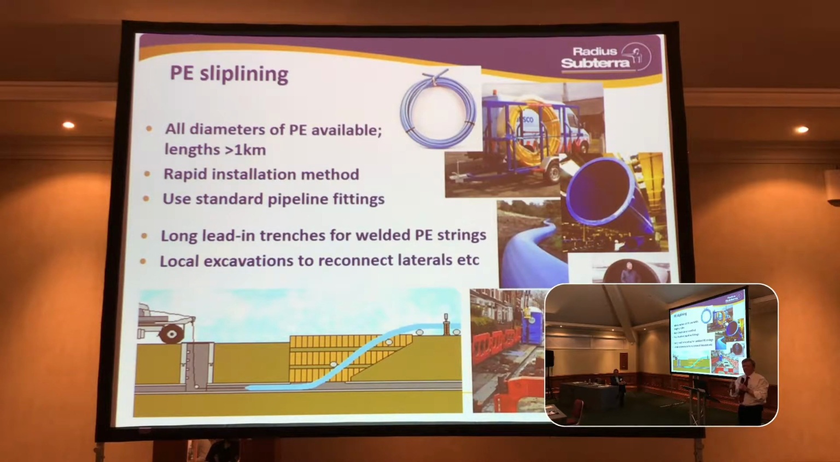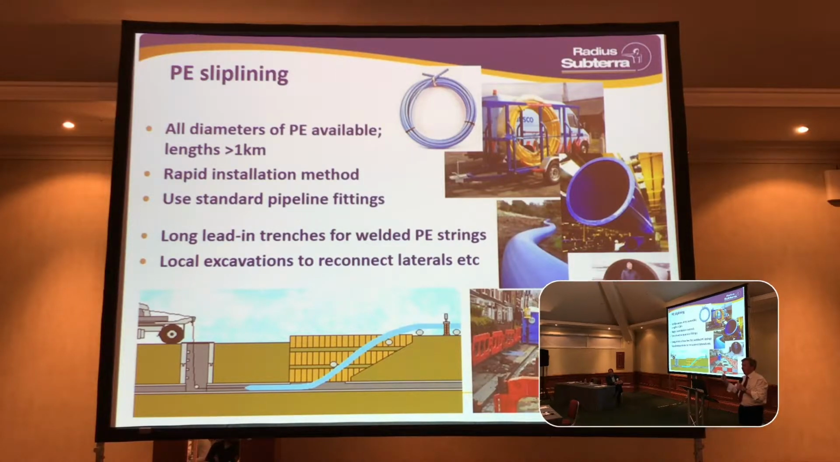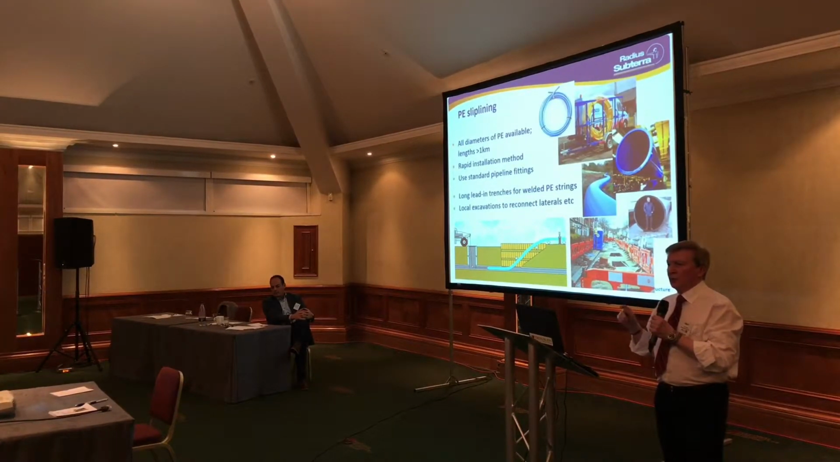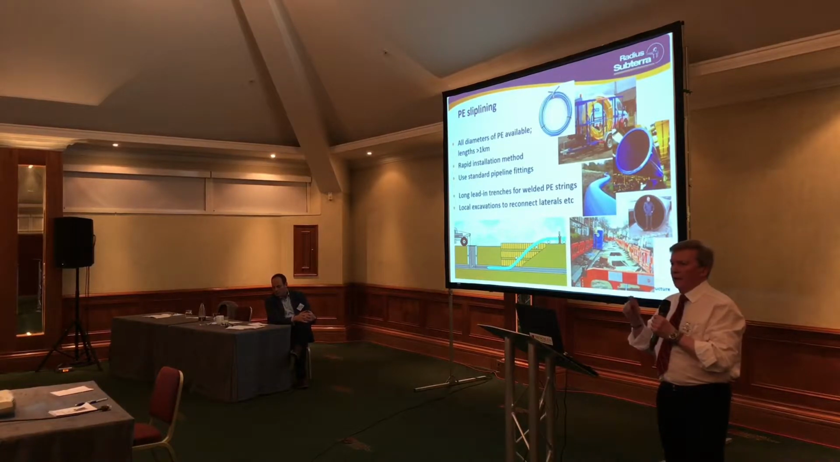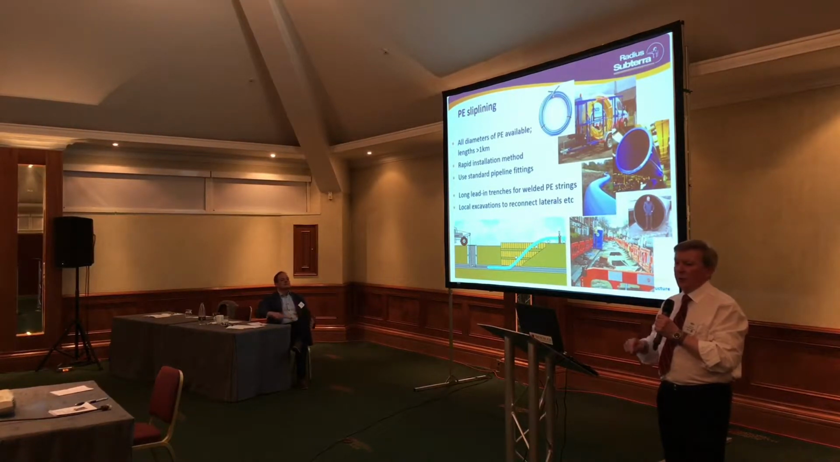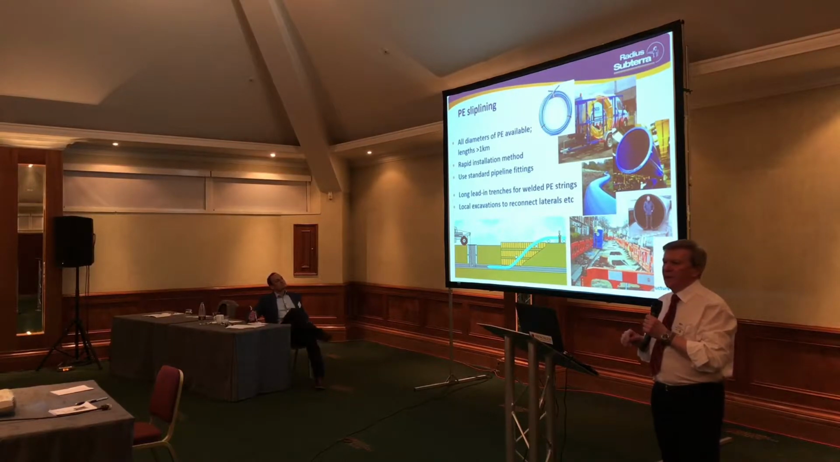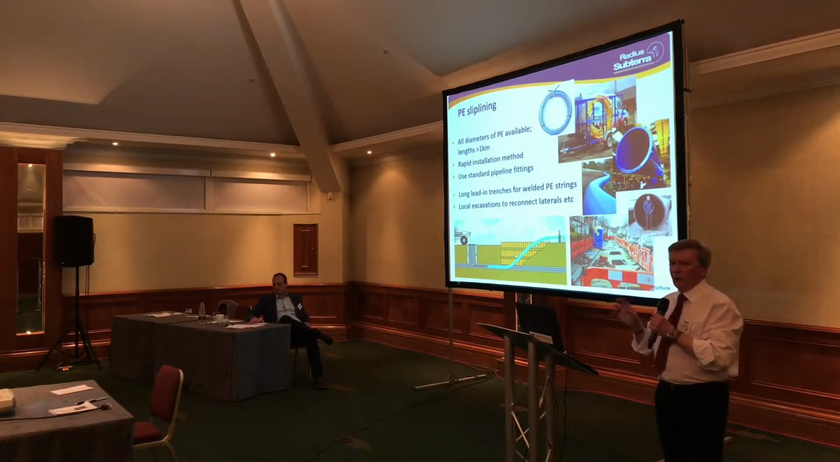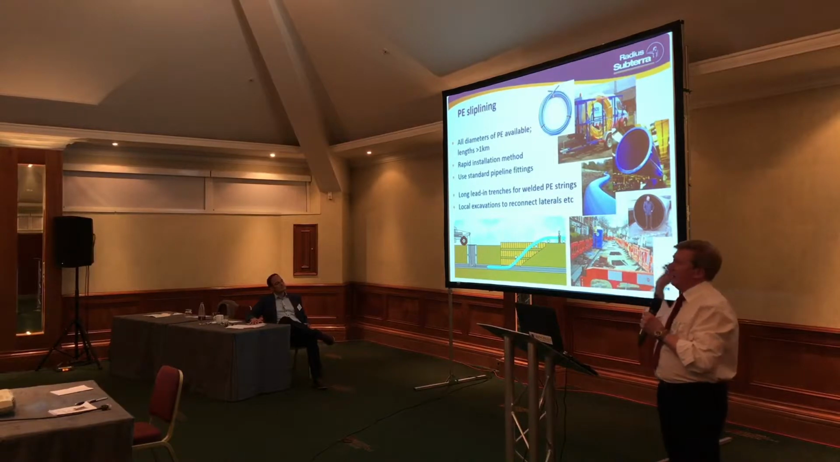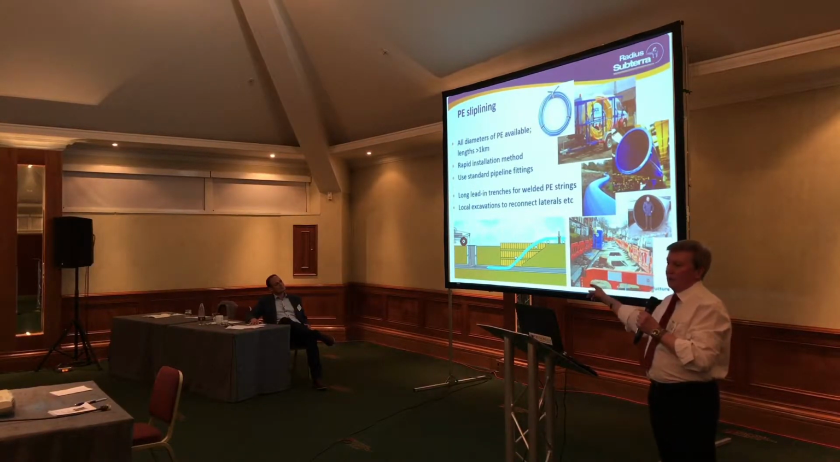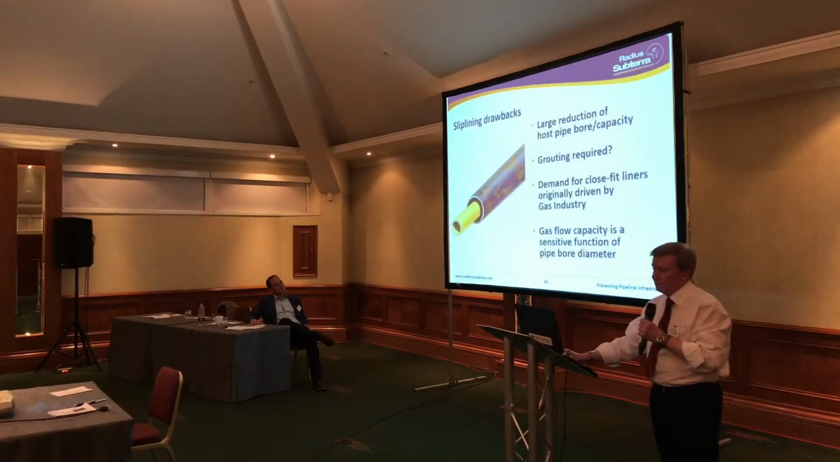The other drawbacks with PE slip lining are that you need long lead-in trenches in order to respect the minimum radius of curvature of the PE line pipe during insertion. It's important to avoid the risk of buckling and kinking of the liner as it goes into place. And of course, in order to remake customer service connections, you have to dig onto the pipe. There are methods perhaps being developed, but really it's still the old manual solution that is required, and in urban situations that can involve quite a lot of excavations, as you can see there.